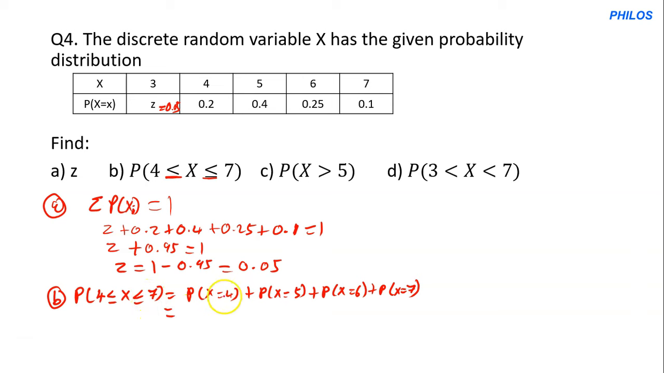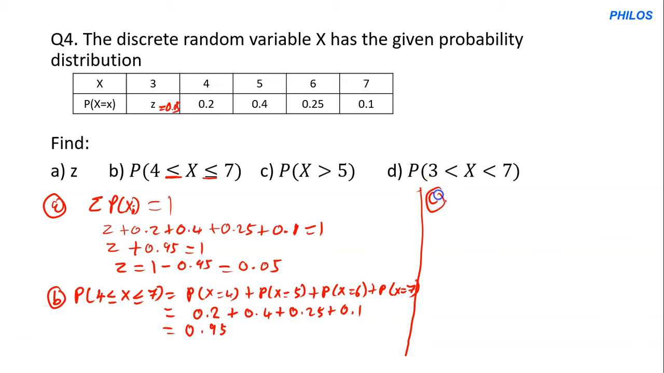Probability of getting a 4 will be what? 0.2. And probability of getting a 5 will be 0.4. Plus probability of getting a 6 will be 0.25. And then the probability of getting a 7 will be 0.1. So let's add them. 0.2 plus 0.4 is 0.6. Plus 0.25 is 0.85. Then plus 0.1 is 0.95. So the answer to this is 0.95.